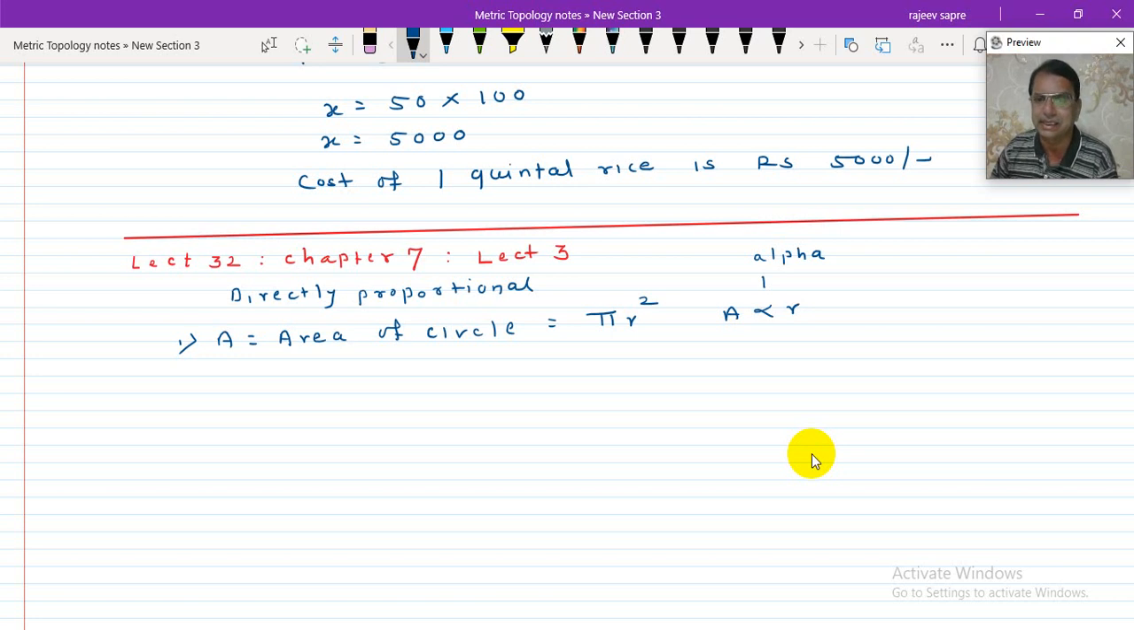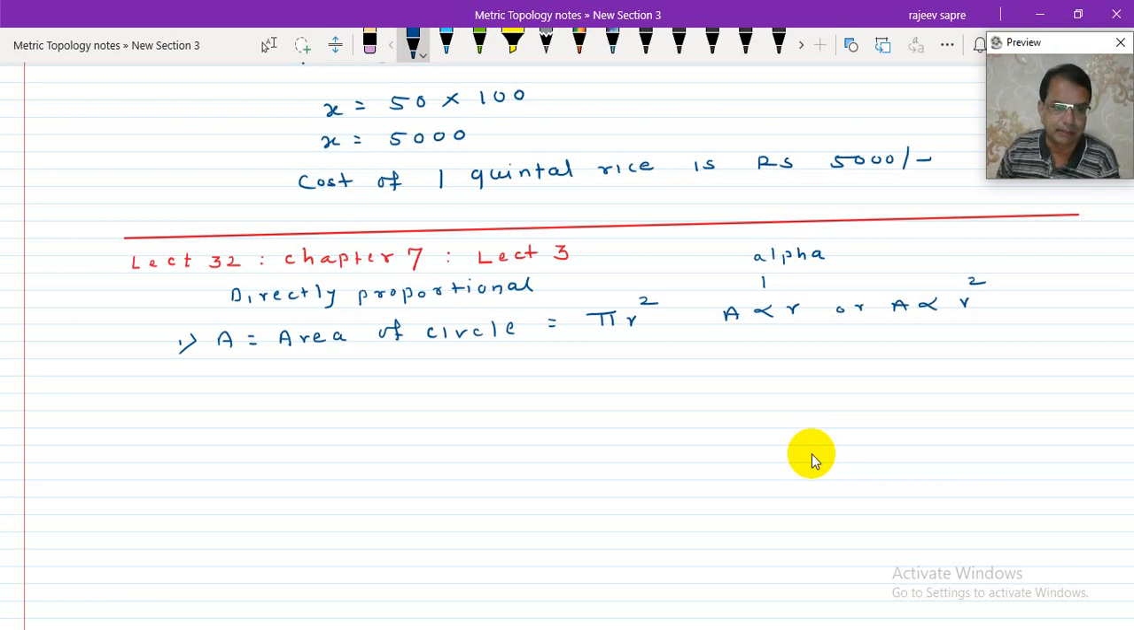R जसा वाढत जाईल तसं एरिया वाढत जाणार. आणि ते A आणि R कसे कनेक्टेड आहेत एकमेकांशी? तर A इज इक्वल टू पाय आर स्क्वेअर. थोडक्यात तुम्ही असं म्हणा ना पाय तर, or we can say A is directly proportional to R square. This is also okay. ठीक है.